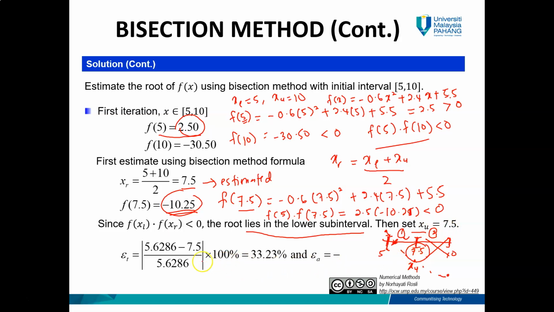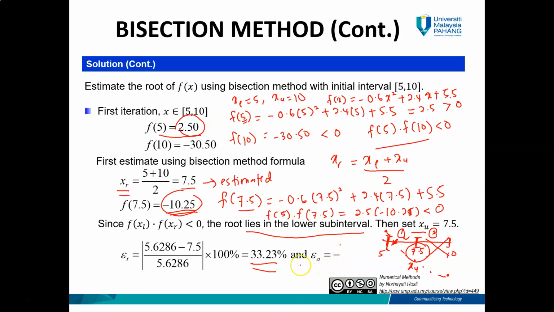And then class, you can compute here epsilon t, which is equal to the true value. True value we have calculated previously, which is 5.6286, minus the current XR that we estimate in this iteration. So in this iteration, our XR is given by 7.5. So minus 7.5, divided by 5.6286, times 100%. When you use a calculator, you will get 33.23% as the solution.